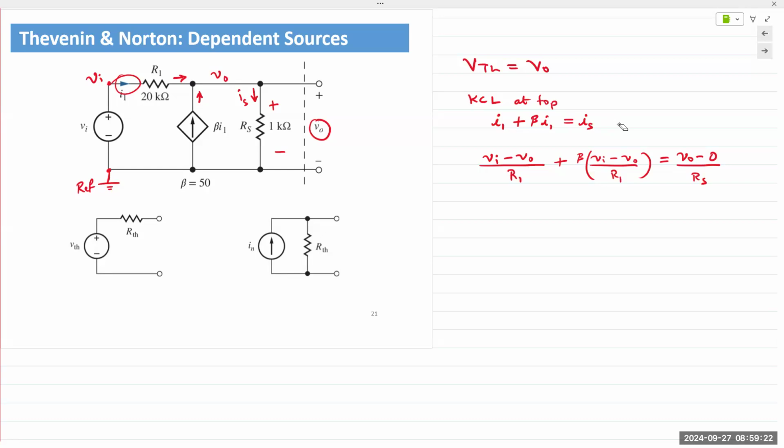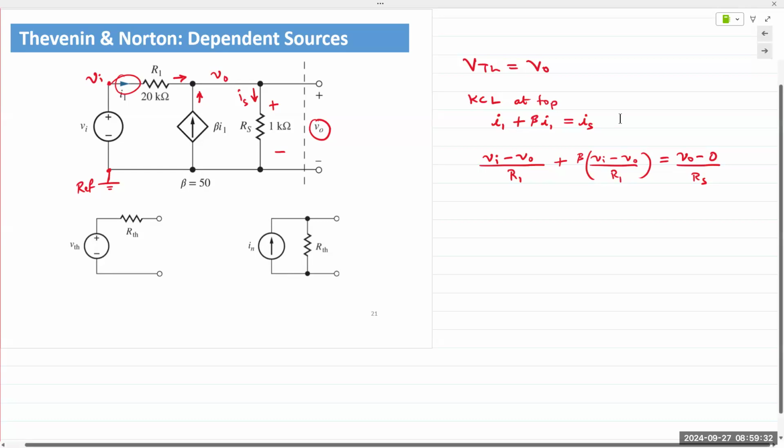At this point, you plug in all the known values. You know the values of R1 and RS. VI is known. The only unknown is VO. We solve for VO, and that is our Thevenin voltage.